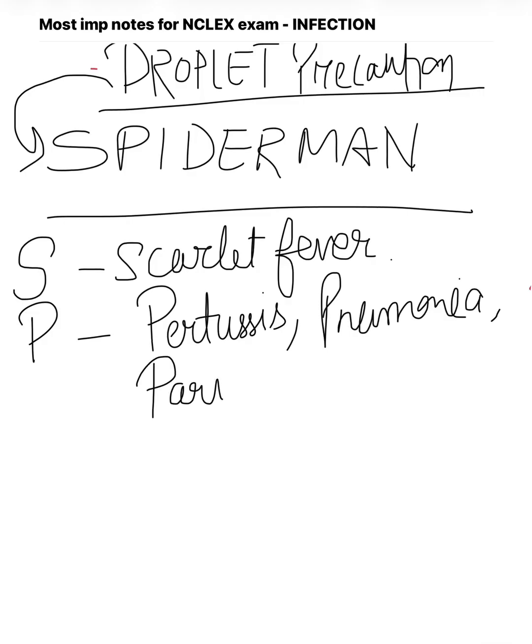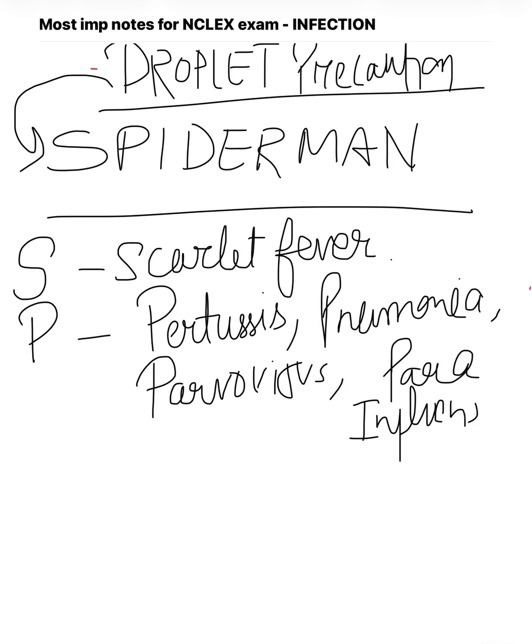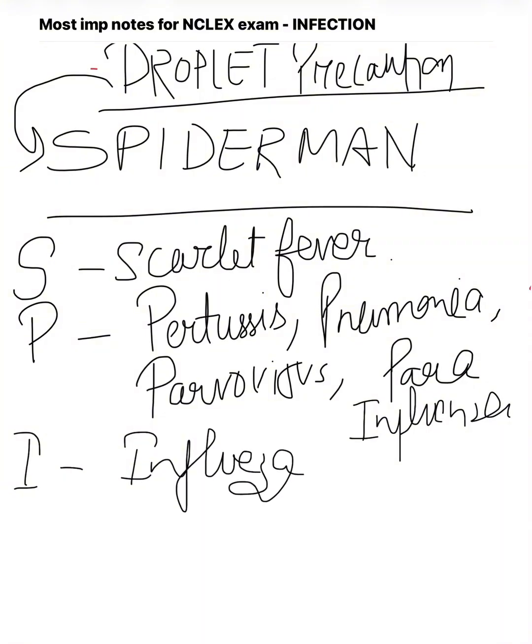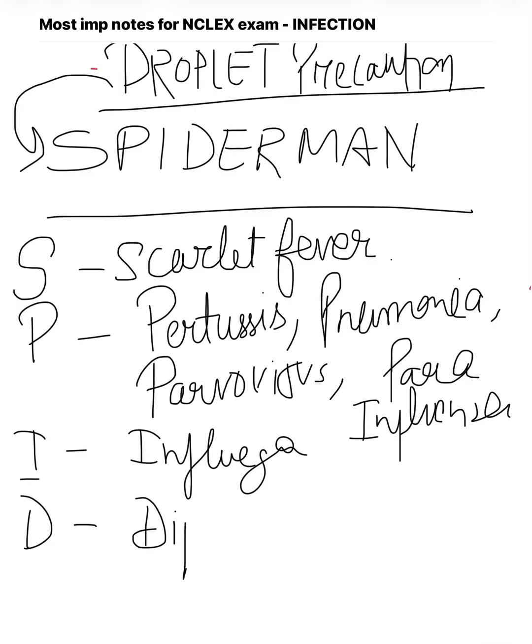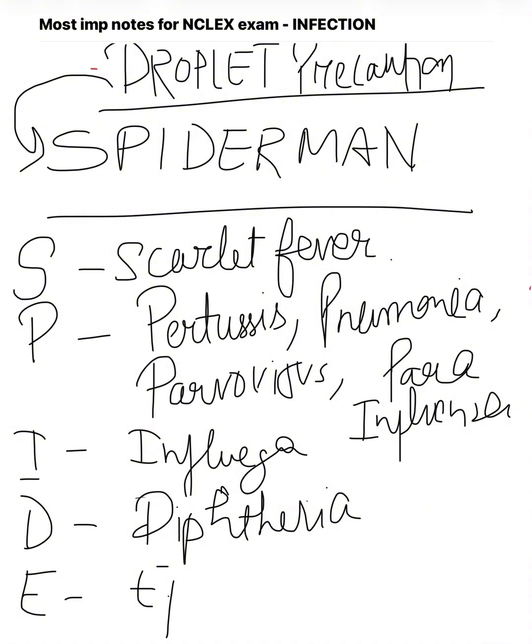Parvovirus and parainfluenza. Next, I stands for influenza. Next, D stands for diphtheria. E stands for epiglottitis, sorry. So here S stands for scarlet fever, P stands for pertussis, pneumonia, parvovirus and parainfluenza. I stands for influenza, D stands for diphtheria, and E stands for epiglottitis.